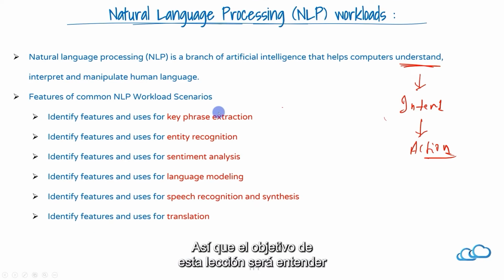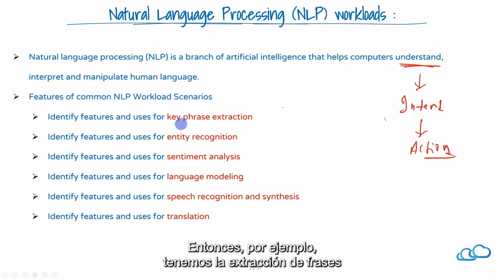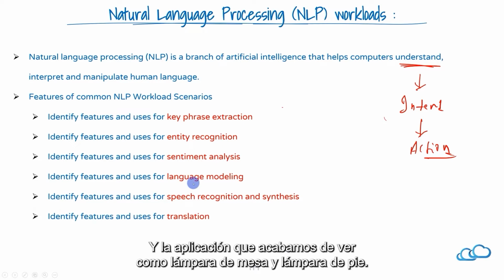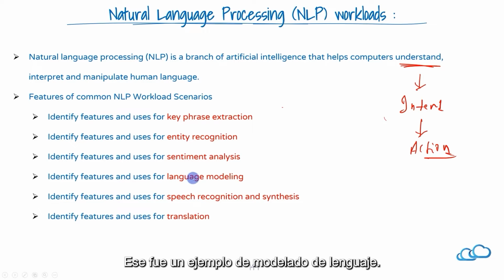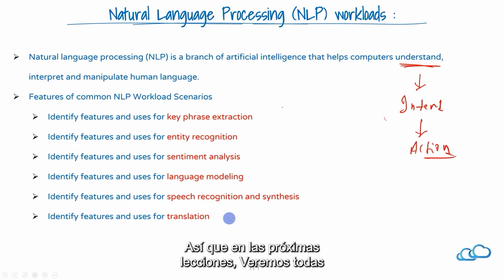So the goal of this lesson is to understand what the different features of NLP are. For example, we have key phrase extraction, entity recognition, sentiment analysis, and the application we just looked at, the table lamp and floor lamp, was an example of language modeling. And then we also have speech recognition, synthesis, and translation. In the upcoming lessons, we will look at all these different features in a little more detail.